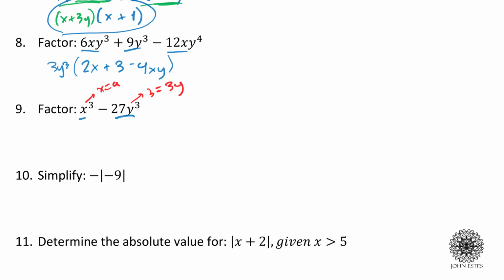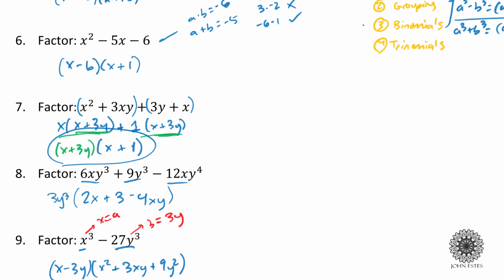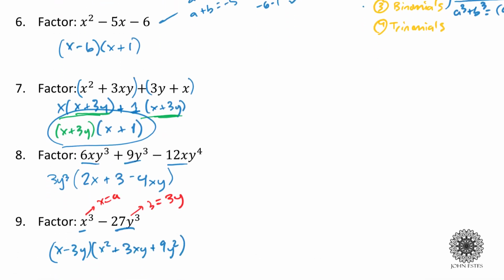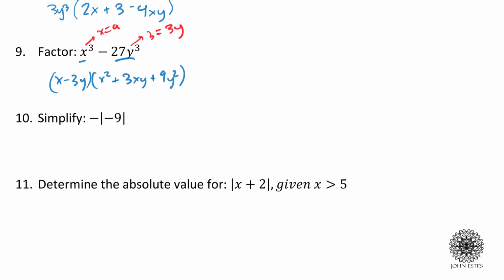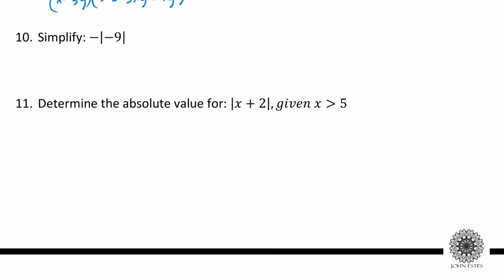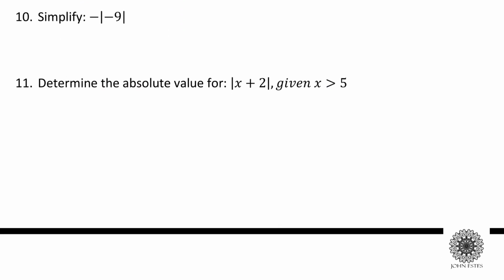27? It's 3y. Okay, so this is going to factor as a minus b, so that's x minus 3y, times a squared, which would be x squared, plus ab, which is 3xy, plus b squared, which is 9y squared. And there it is. There's my factoring. Alright, so that's 5 different factoring examples, and I hope those make sense.